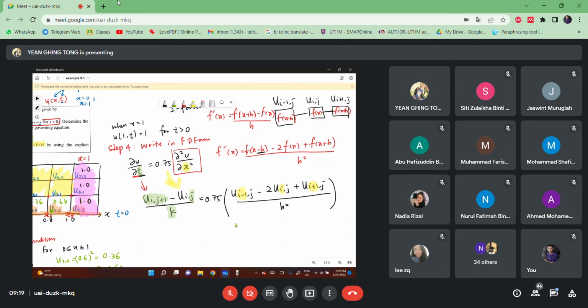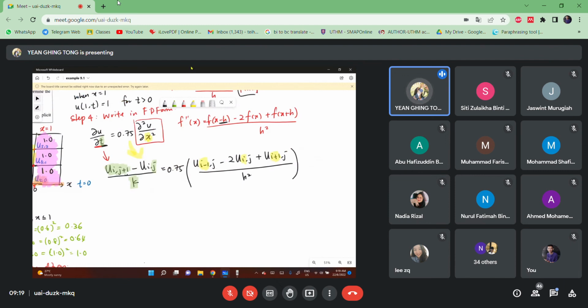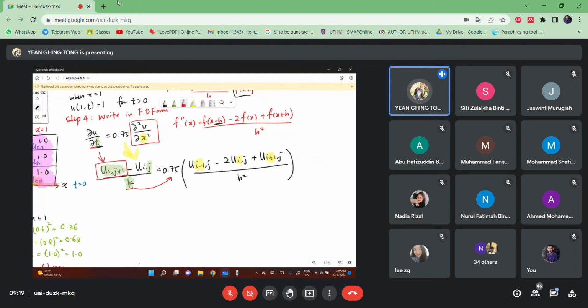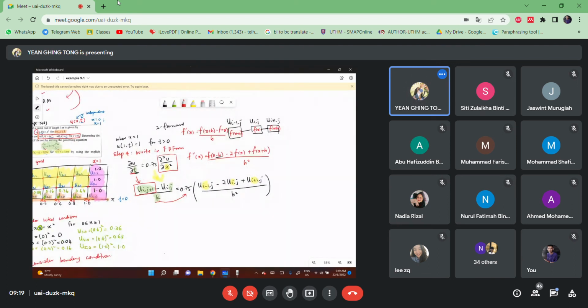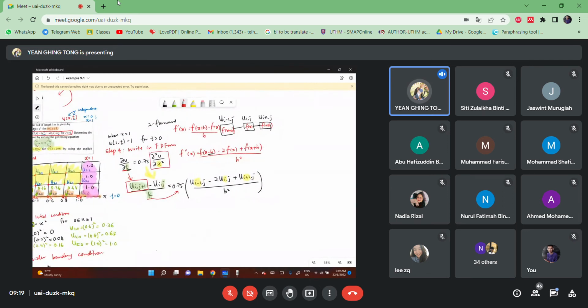Okay, now I will bring this k to the right. Now I only want to make sure that u(i, j plus 1) is on the left, and the rest I will put on the right. Why? Because if we look at the molecular graph, kalau let's say I draw this one. Okay, let's look at this one back.